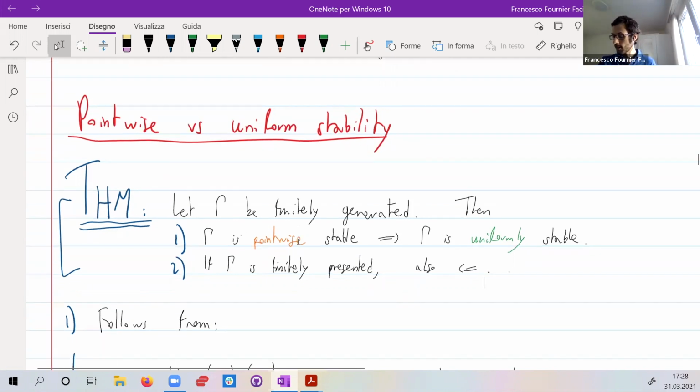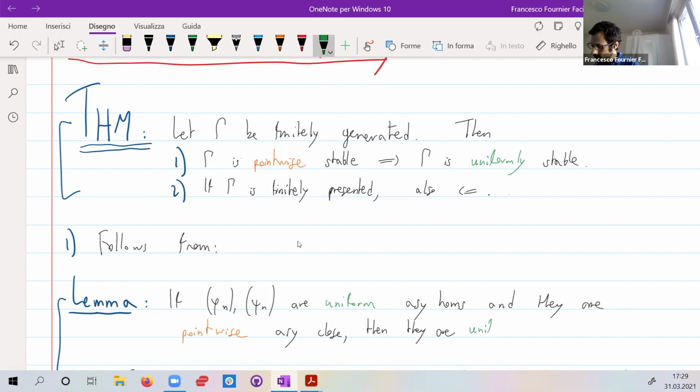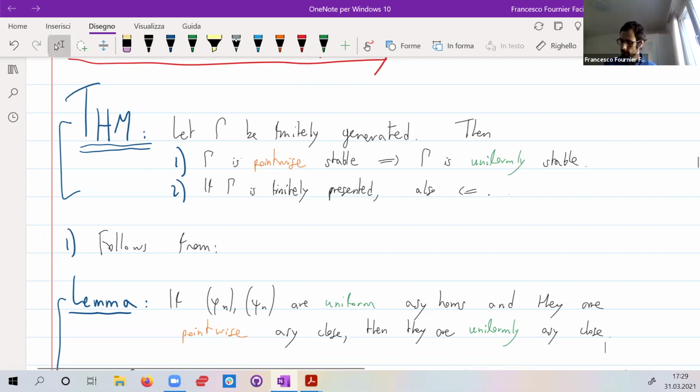And this is taken care of by the following lemma, which tells me if phi n and psi n are uniform asymptotic homomorphisms, and they are pointwise asymptotically close, then they are also automatically uniformly asymptotically close. Okay? And this implies one. Start with a uniform asymptotic homomorphism. Pointwise stability tells me that it's pointwise close to a sequence of homomorphisms, and this lemma tells me that it's actually uniformly close. Okay? And I'm gonna sketch the proof of this.